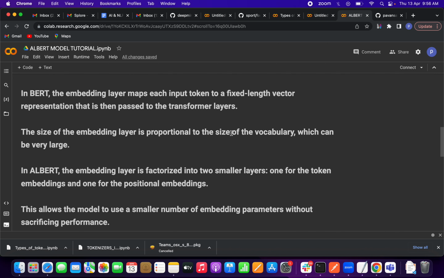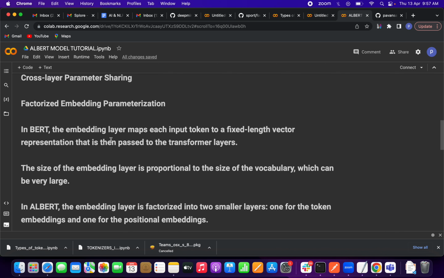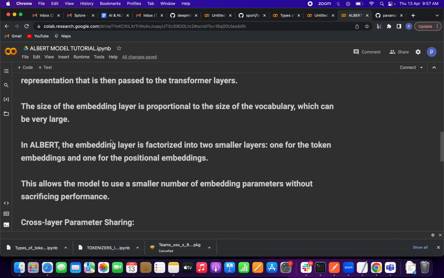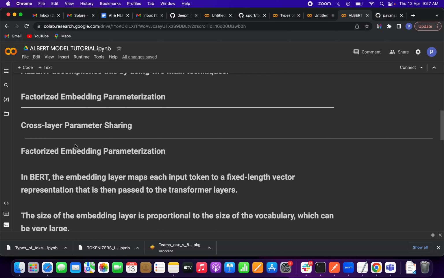In the Albert model, they factorize this embedding layer into two smaller layers. One is for token embeddings and one is for position embeddings. But in Bert, there is one embedding layer, and depending upon the vocabulary, the size of the embeddings will change. Here they divided it into two parts, token embeddings and position embeddings. Due to this, we reduce the number of embedding parameters, but there is no change in the performance. That is the factorized embedding.